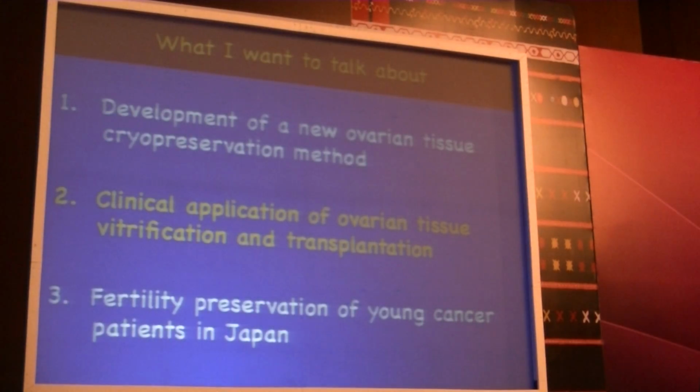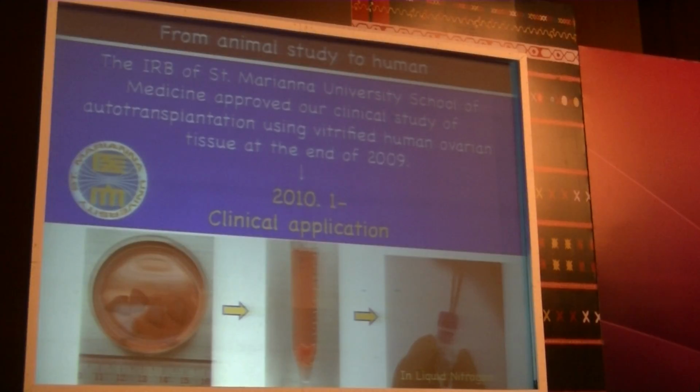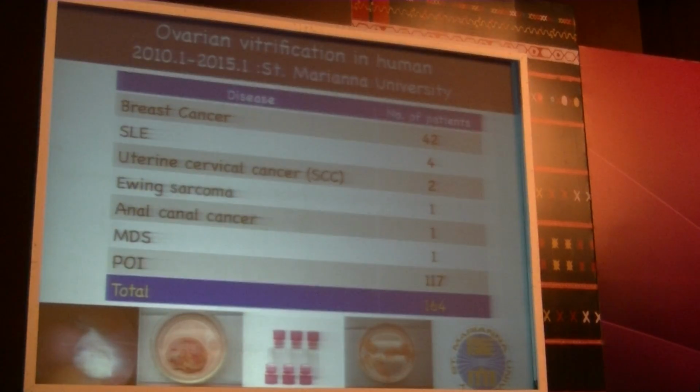Next, I will talk about clinical application of ovarian tissue vitrification and transplantation. The IRB of St. Marianna University School of Medicine in Japan approved our clinical study of transplantation using vitrified human ovarian tissue at the end of 2009. Since January 2010, we have performed ovarian tissue vitrification in a total of 164 patients. The details are shown on this slide.